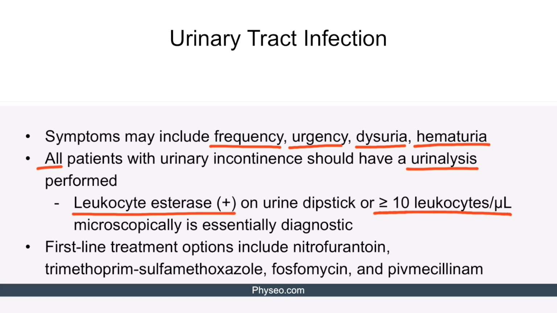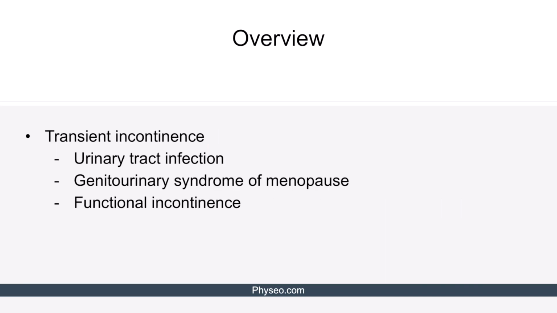The first line would be nitrofurantoin, trimethoprim sulfamethoxazole or Bactrim, fosfomycin, and pivmecillinam. Now, the decision of which to use is based on physician preference and regional factors. And this topic is reviewed in much greater detail in our medicine lecture entitled Infections of the Genitourinary Tract. Now let's talk about the genitourinary syndrome of menopause.